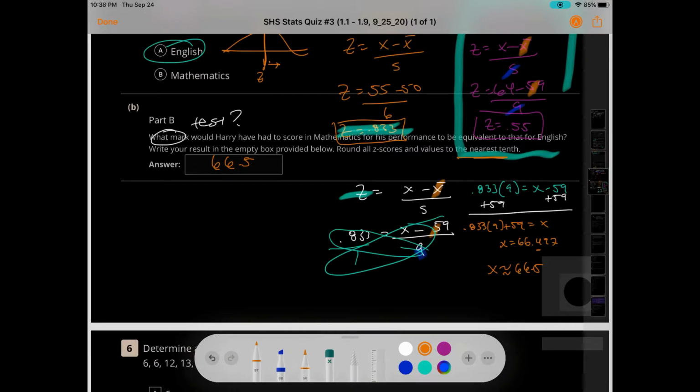What mark or what score would Harry have to get on a test? So figuring out the x value in mathematics for his performance to be equivalent to his English. So you want the same z-score essentially.